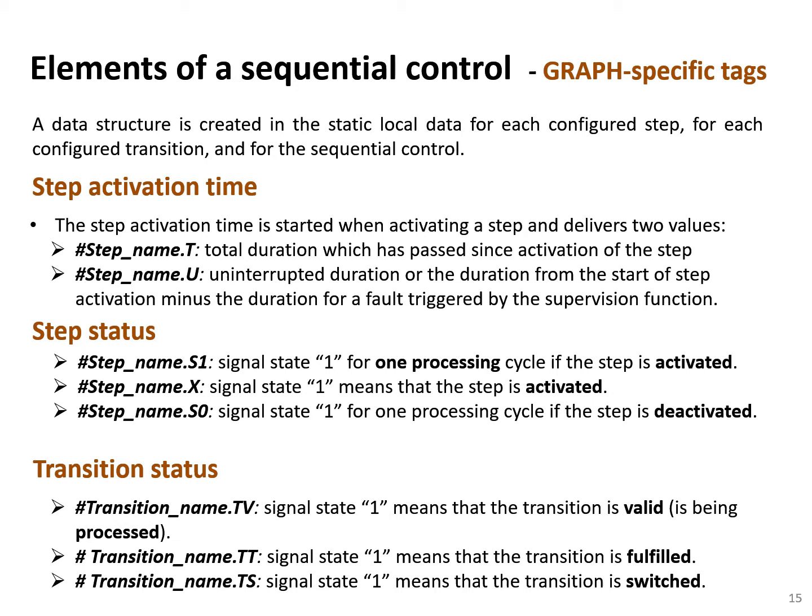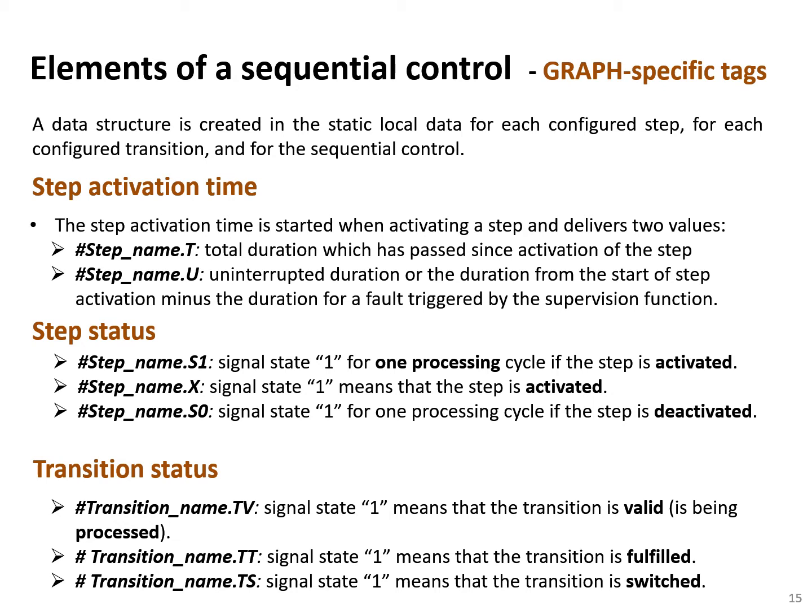Step status: we have step name.S1, signal state 1 for one processing cycle if the step is activated. Step name.X, signal state 1 means that the step is activated, and step name.S0, signal state 1 for one processing cycle if the step is deactivated.